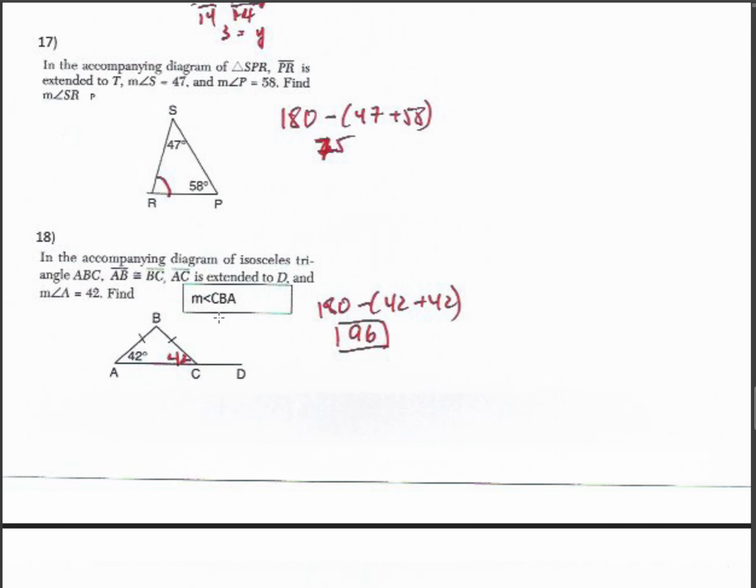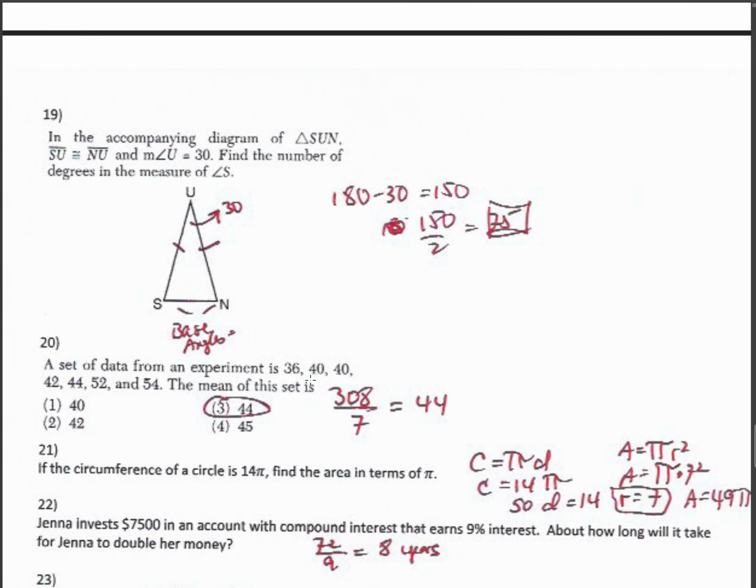Okay, number 18. In the diagram of isosceles triangle, now it's very important that it's isosceles. That's what these marks here mean. It means the sides are equal and also those base angles, the angles across from the sides. So if angle A is 42, this angle inside at C is also 42. That adds up to 84. And if I do 180 minus 84, I get 96.